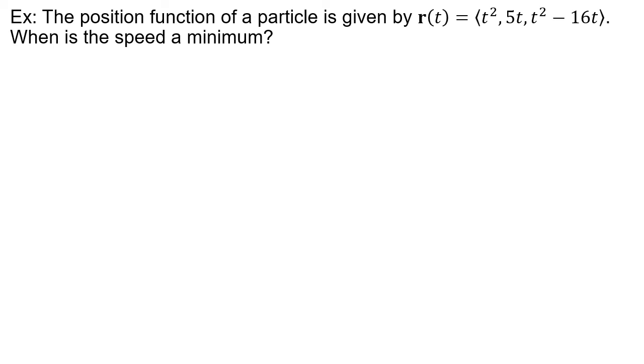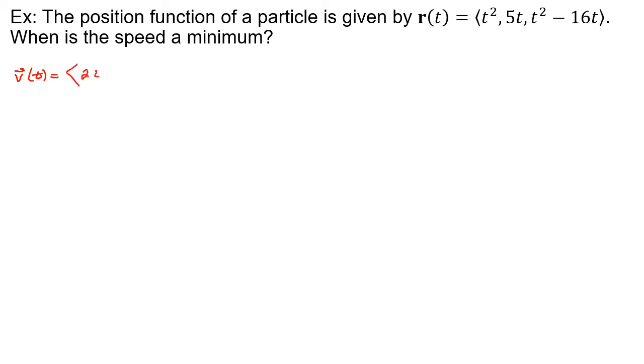Okay, one last problem. The position function of a particle is given by this equation: t squared, 5t, and t squared minus 16t. When would you have a minimum speed? And I'll actually go even further and say, maybe we even find that minimum speed. Well, speed comes from your velocity, so you've got to find your velocity first. So your velocity is the derivative of your position.